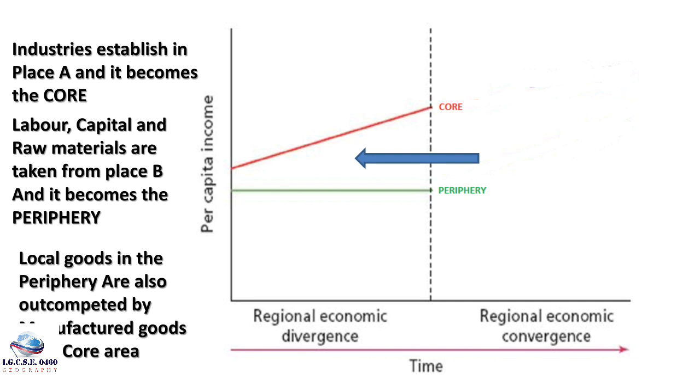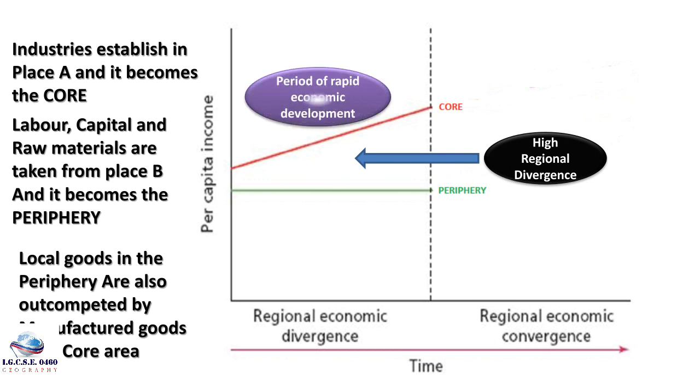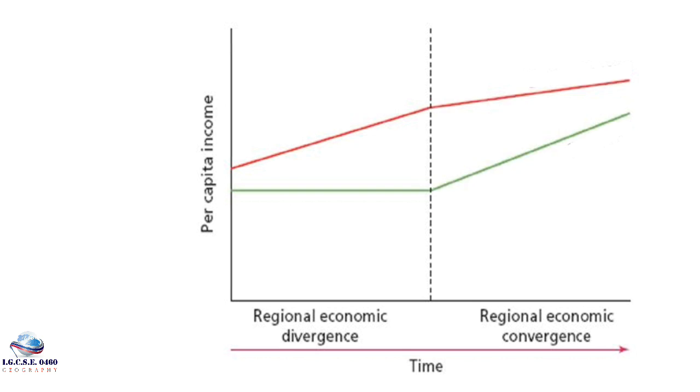And of course, over time, the manufactured goods from the core are sold to the periphery, and this outcompetes the goods that could be manufactured from the peripheral area. And what is going to happen is that these two places are going to be growing far apart in terms of per capita income. And this is what we call a period of rapid economic development. But development is only happening in one area, and that is the area that is becoming the core.